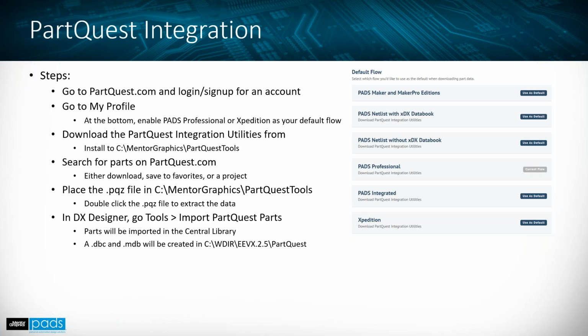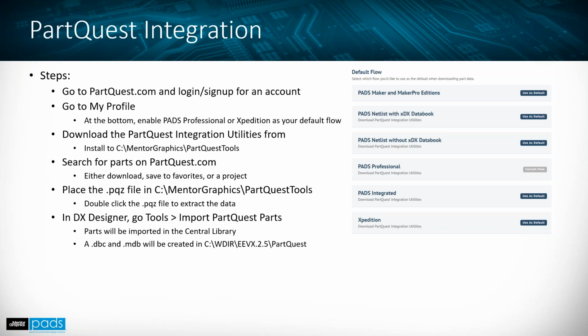Okay, so once I download those, what it will download is going to be a .pqz file, and this is another area that confuses a lot of customers, because they don't know exactly what to do with this file. First, we're going to place that PQZ file in PartQuest Tools, the location where I installed the integration utilities. Next, I'm going to simply double-click that .pqz file. That's all you have to do to extract that information: double-click a .pqz file, and it will extract all the necessary data.